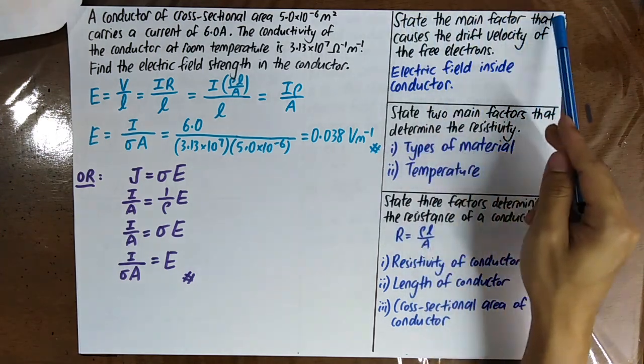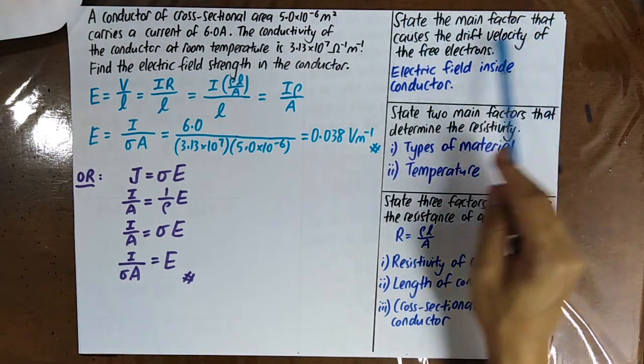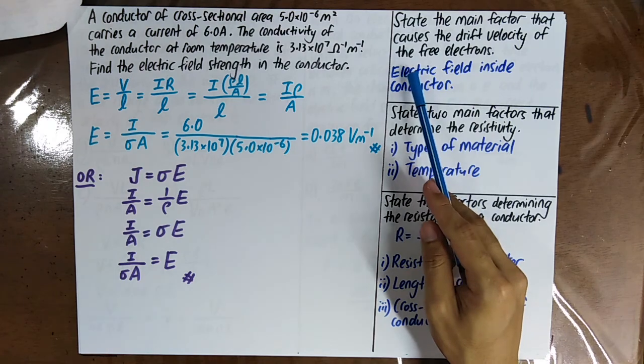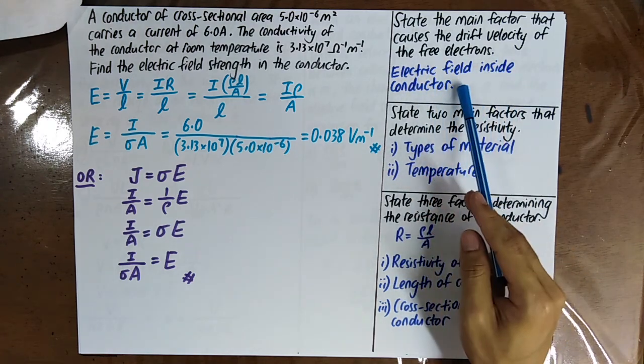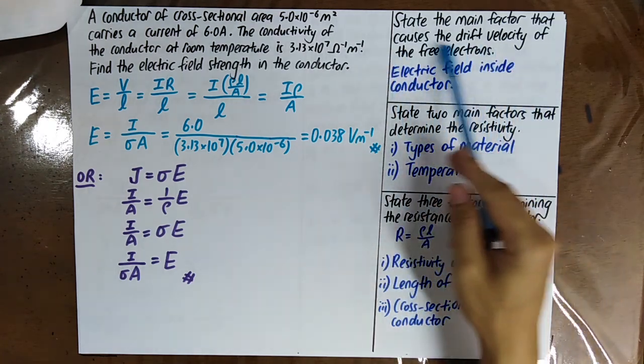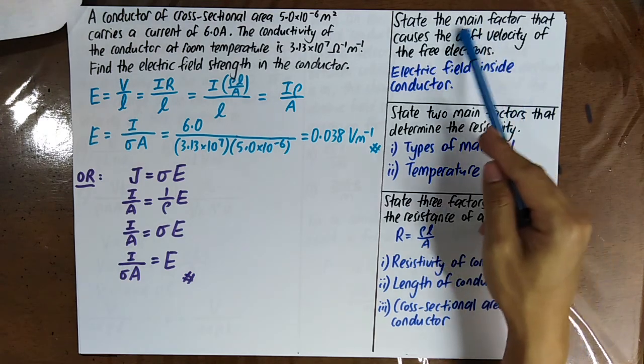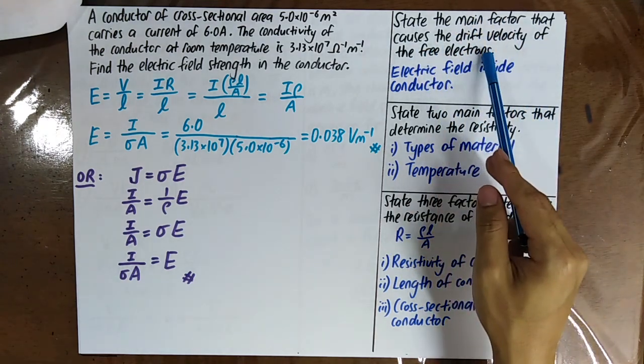State the main factor that causes the drift velocity of the free electrons, which is the electric field inside the conductor. The greater the electric field inside the conductor, the greater the drift velocity of the free electrons.